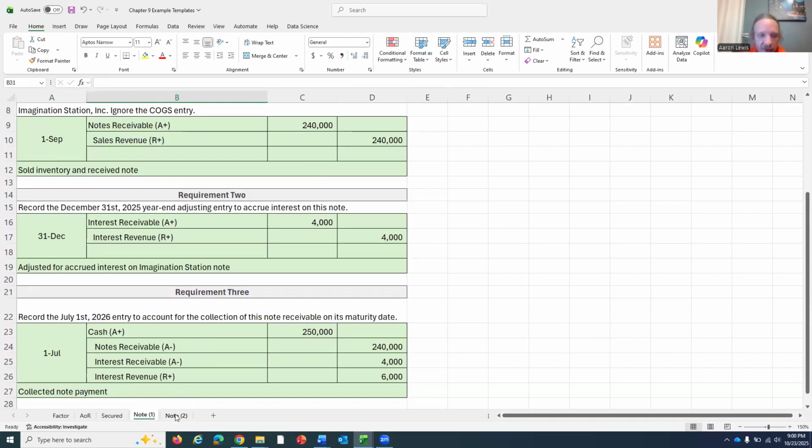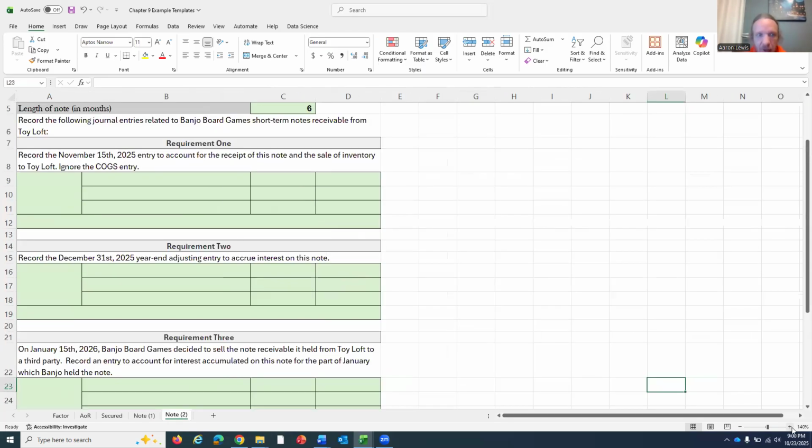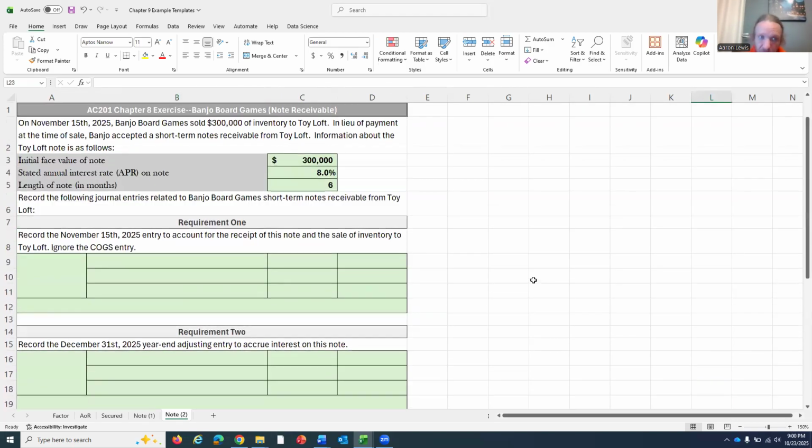Let's do a similar run on this problem. So I'll flip over here to note number 2. In note number 2, Banjo is going to sell $300,000 worth of inventory to a different company called Toy Loft. And in lieu of payment, they're also going to sign a short-term notes receivable with us. We got different terms for Toy Loft, though. They're buying $300,000 worth of inventory. The rate on their note is 8%. We must think they're a little more risky than Imagination Station. We're charging them higher interest, and the length of their note is only 6 months.